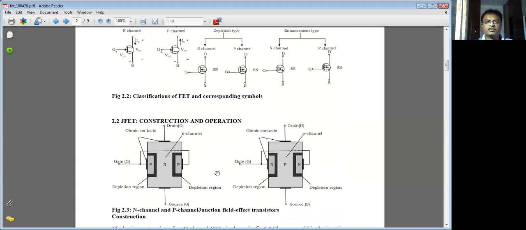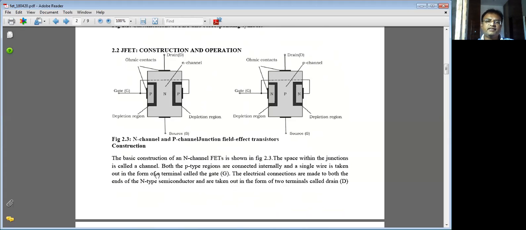Any device, always we should understand its construction. Now JFET, let us see construction. This is N-channel JFET. This is P-channel JFET. As I told you, I will explain N-channel JFET in detail and the difference between N-channel and P-channel. Why is this called N-channel JFET? Here, see, in between two P regions, there is a channel. That channel is nothing but N-type semiconductor. So this is called N-channel JFET.